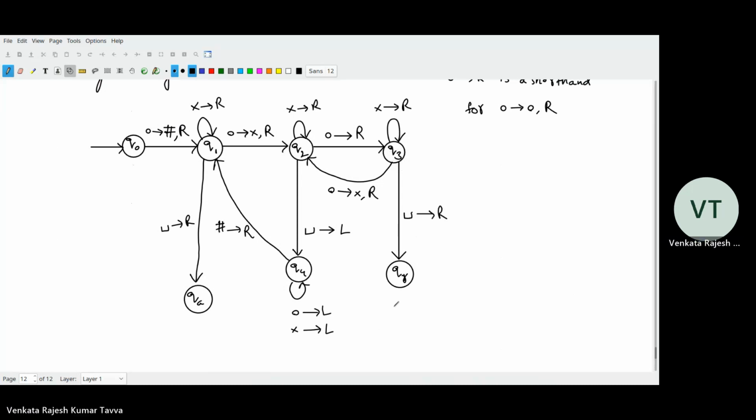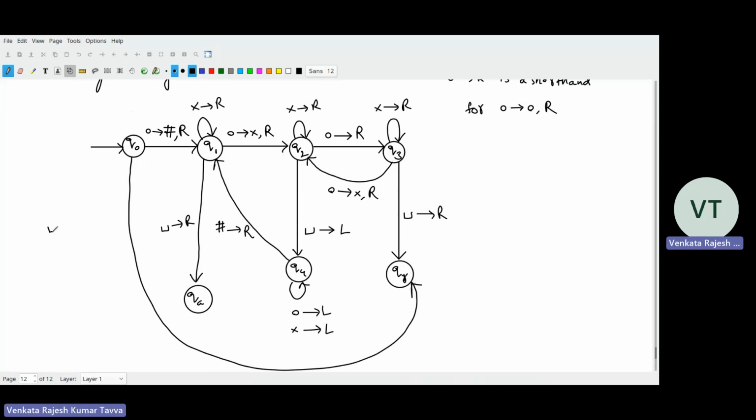Okay, we covered most of the cases, but still there are a few special cases. What if the string is empty? What if you see a blank to begin with? Should you accept it or reject it? Reject it. So if you are in the beginning state and you see a blank, you reject it.